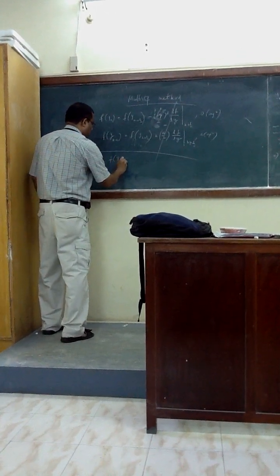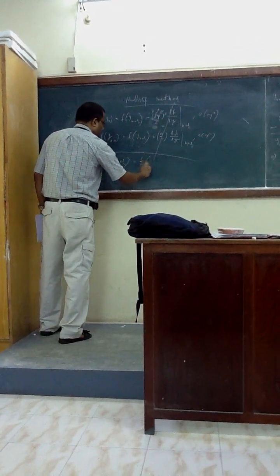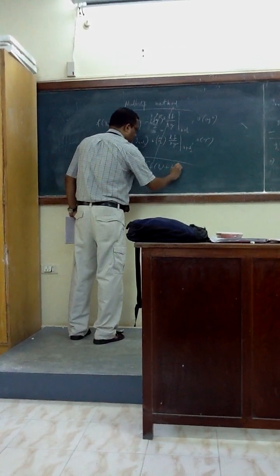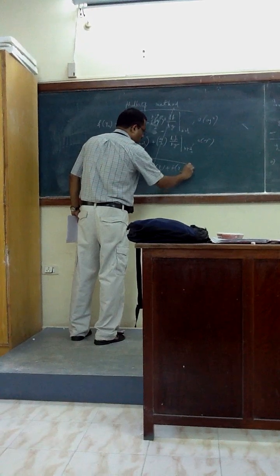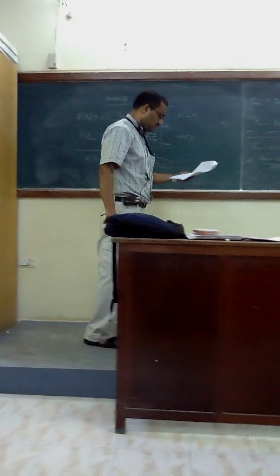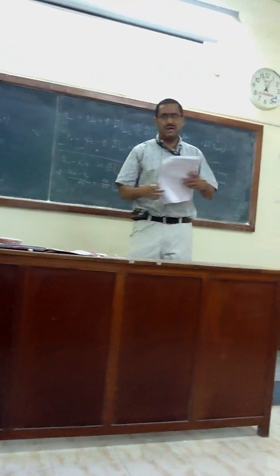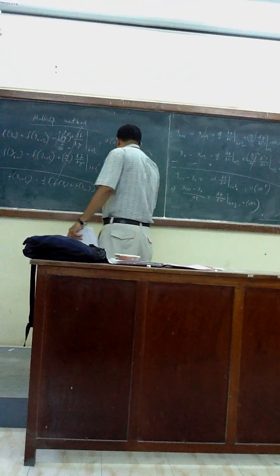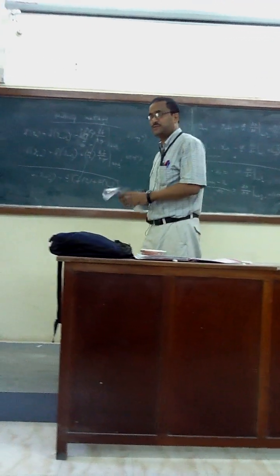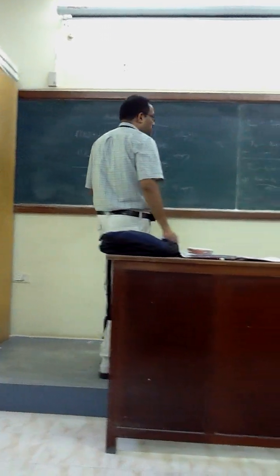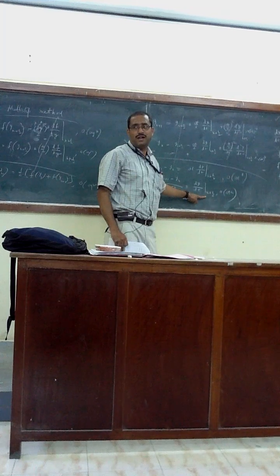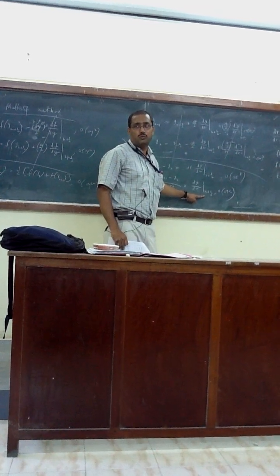F of yn plus half equals half of f of yn plus 1. What's the order of error? H square only. You can see that same approximation. You got delta t square here, delta y square. Same approximation. Order of magnitude is okay. But one good thing is that it will be no more n plus half. It will be f of yn plus f of yn plus 1 into 0.5.